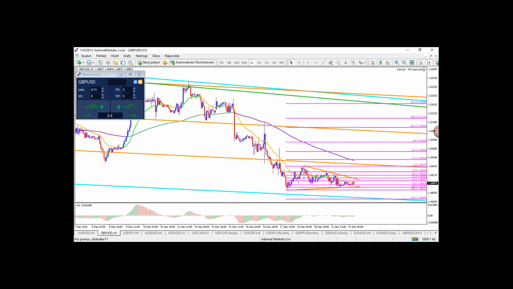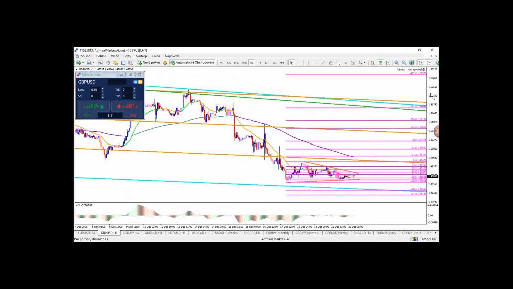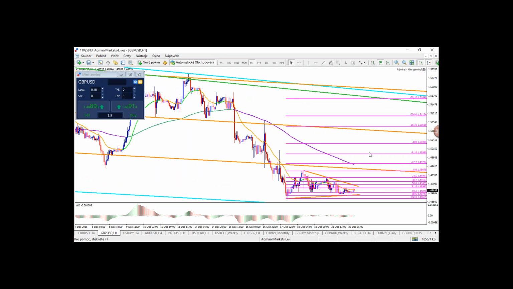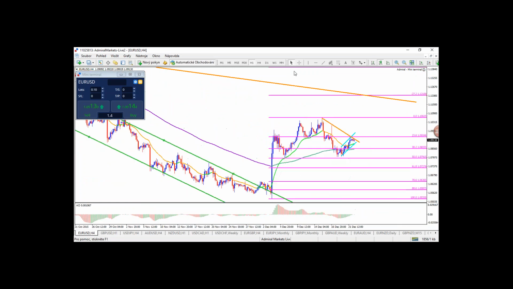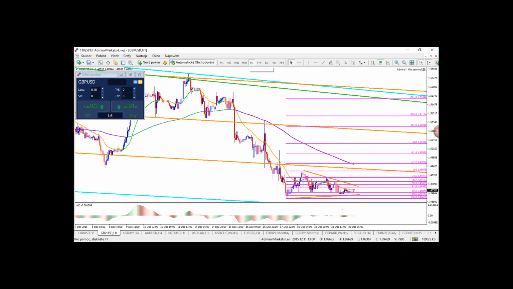Now, I'm not really very interested in up or down here in this case. So I'm not sure how much I would trade this one. I think I like the euro dollar a bit better. I think the upside break could be very mild.